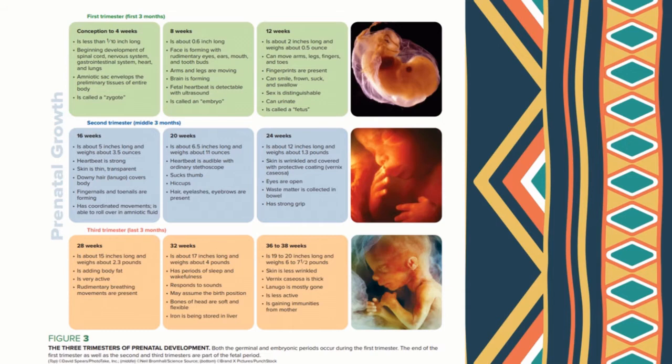The germinal and embryonic periods occur in the first trimester. The fetal period begins toward the end of the first trimester and continues through the second and third trimesters.